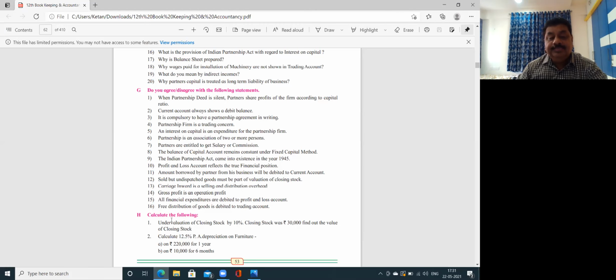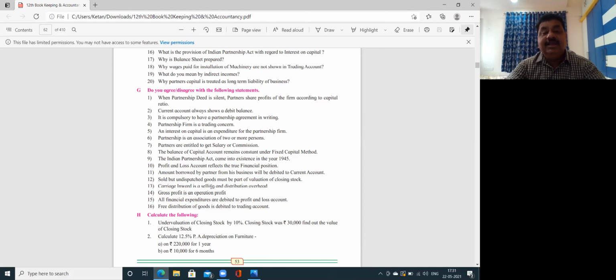Carefully, please see. Whenever a partner takes a loan from the business, he's taking the loan. It is not recorded on the current account debit side, but it is recorded on the capital account debit side, even though capitals are fixed, because that is really reducing your capital. Okay.